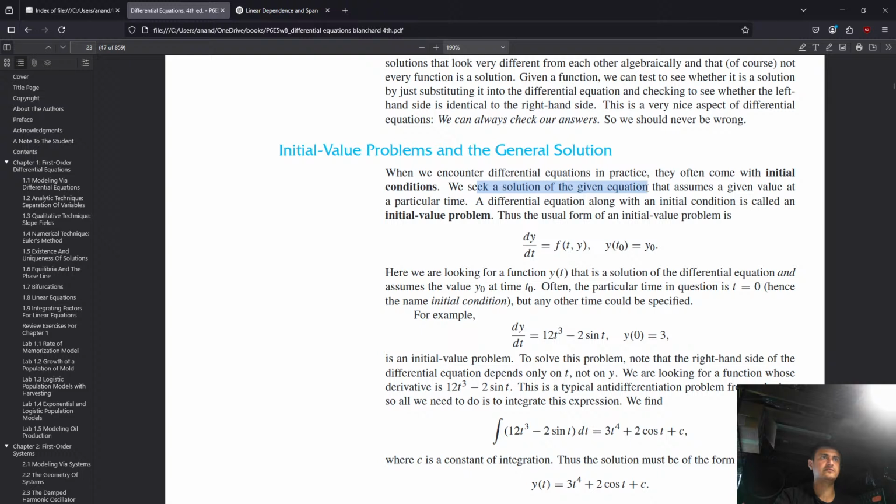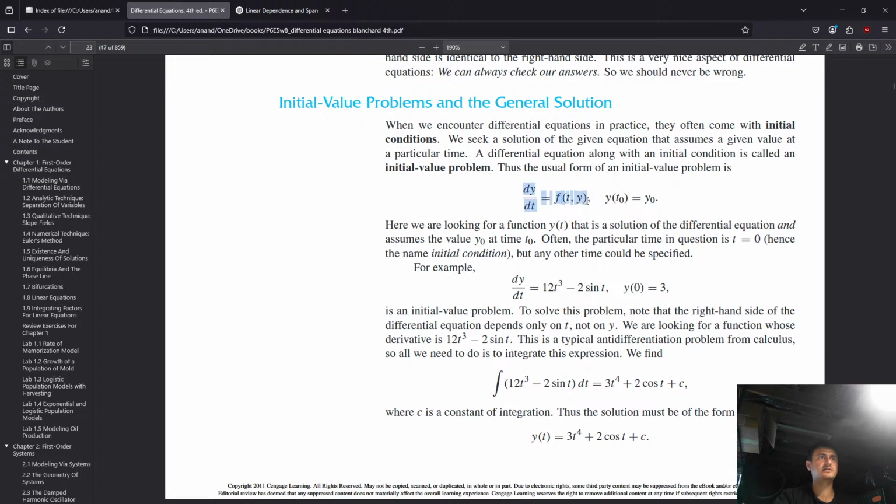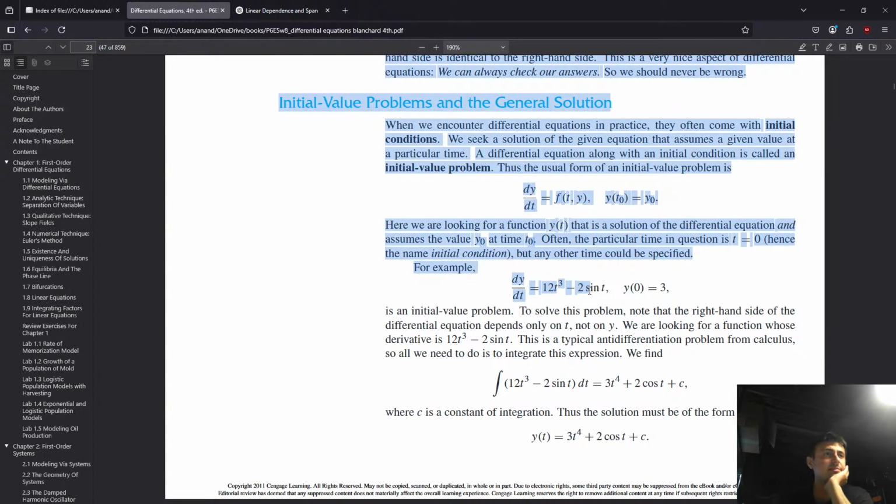We seek a solution of the given equation that assumes a given value at the particular time. A differential equation along with an initial condition is called an IVP. The usual form for an IVP is pretty obvious: you have dy/dt, and then y of t0 equals something. Here we are looking for a function y of t that is a solution to the differential equation and assumes the value y0 at time t0. Often, the particular time in question is t equals 0, but it could be anything.